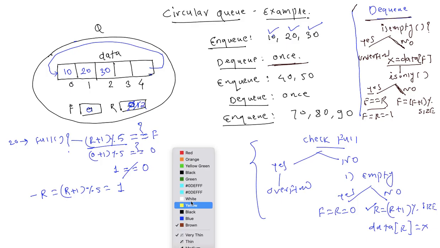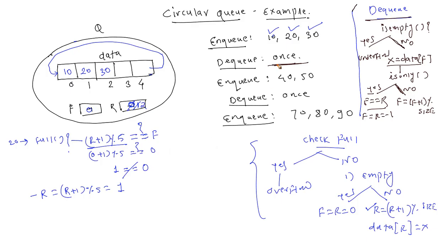So let me take another color here. We perform DQ once, right? So process is Q empty? Check F is not -1, so its Q is not empty. Then get an element in X from the data array. X is equal to data of F, right? So data of F is 0, so data of 0 is 10. So 10 is removed from the queue, and after removing that 10, do not immediately increment F, simply do not increment it by 1.